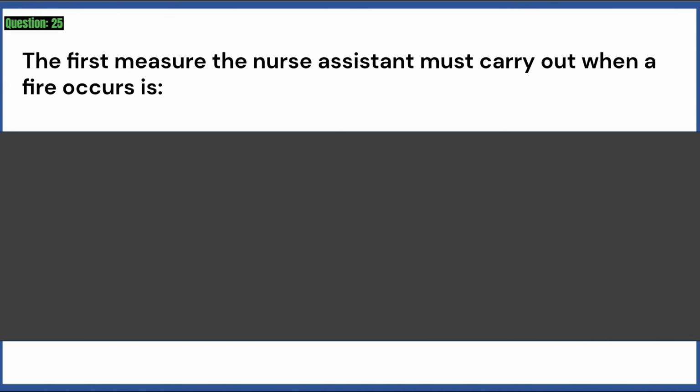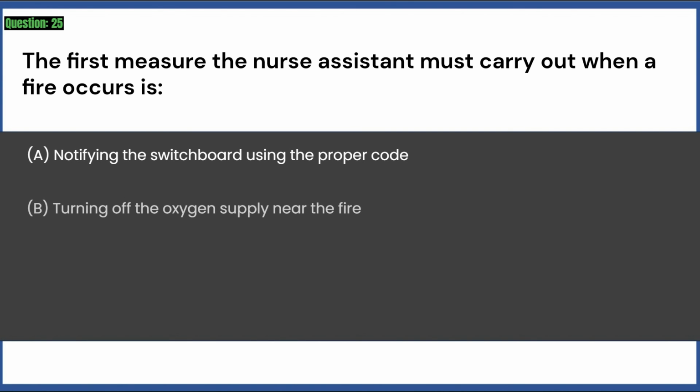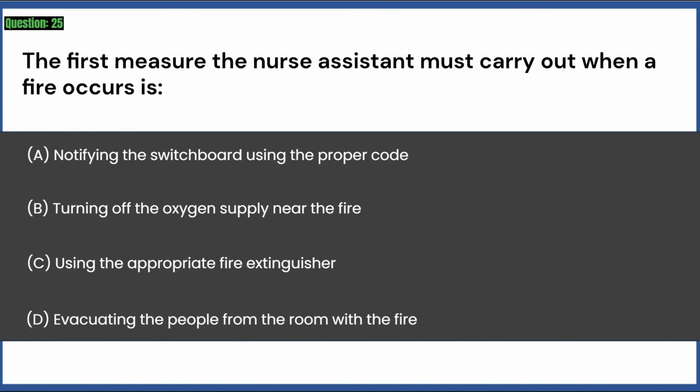The first measure the nurse assistant must carry out when a fire occurs is A. Notifying the switchboard using the proper code. B. Turning off the oxygen supply near the fire. C. Using the appropriate fire extinguisher. D. Evacuating the people from the room with the fire. Answer: D. Evacuating the people from the room with the fire.